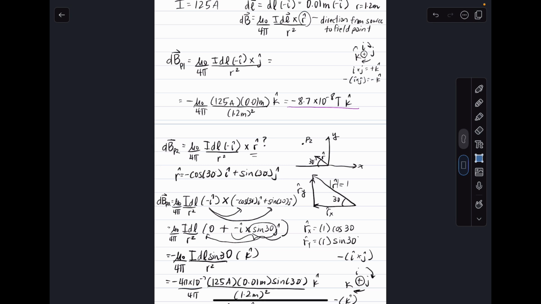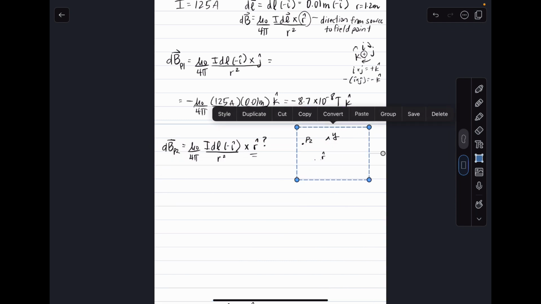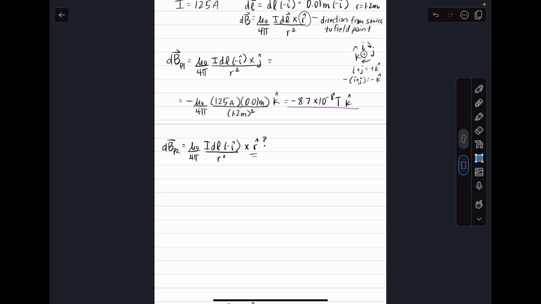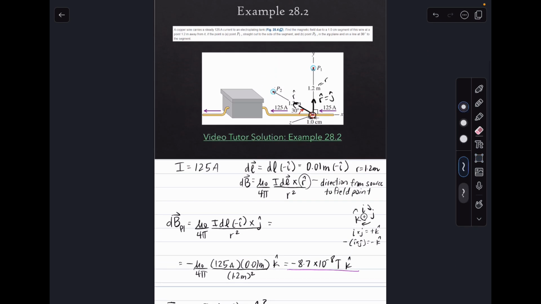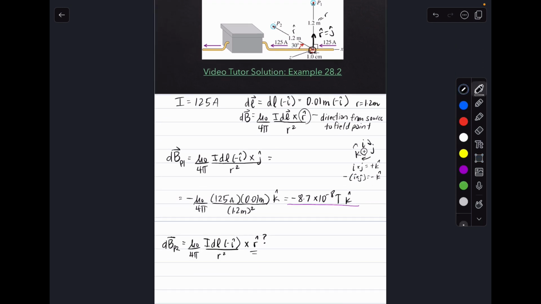So at location P2, the only thing that's changing is our r hat, right? Everything else is the same. Take a look at the figure. The distance that P2 is from dl is also 1.2. So our r isn't changing. The only thing that's changing is our r hat. We're now in a slightly different location relative to dl. We are 30 degrees from the current carrying wire. And so our r hat is actually going to have two components.